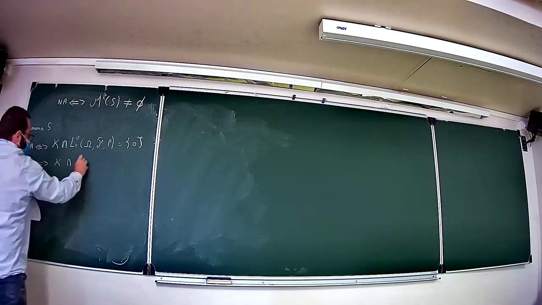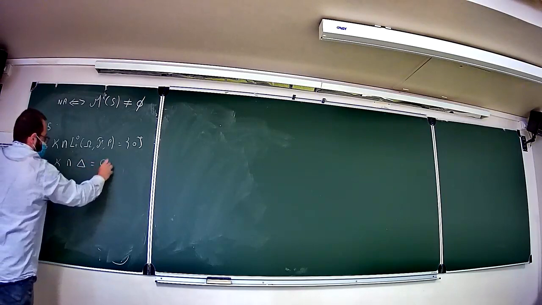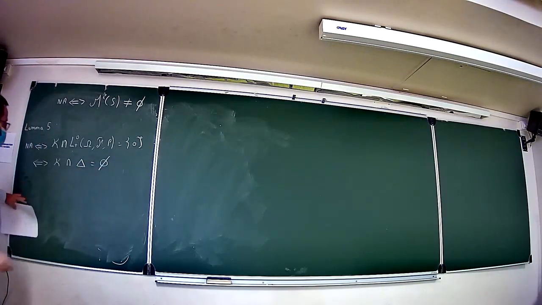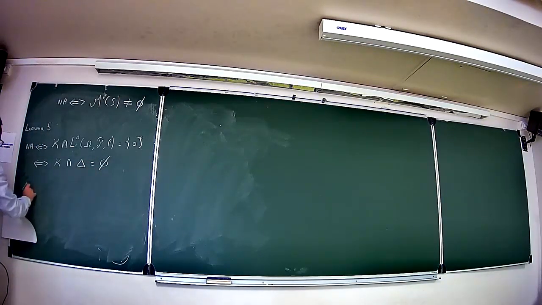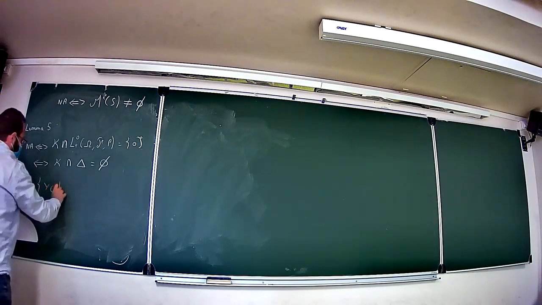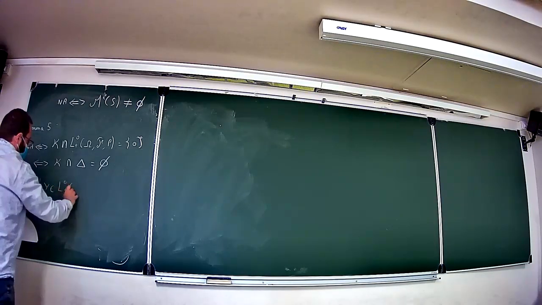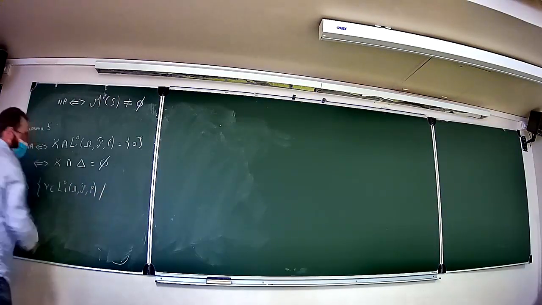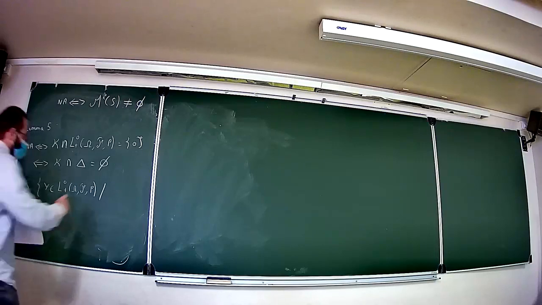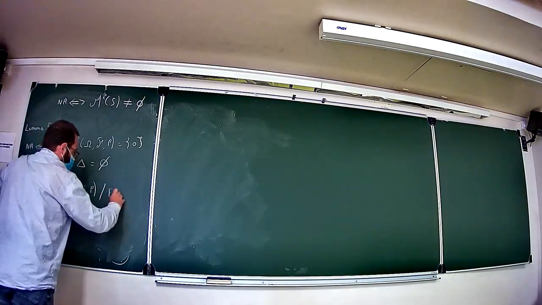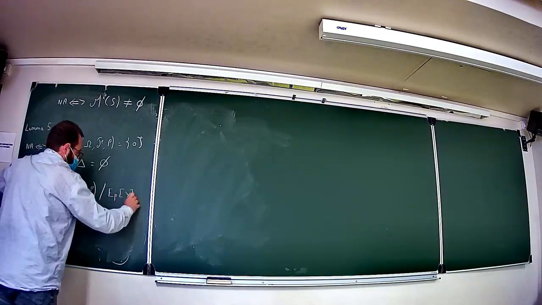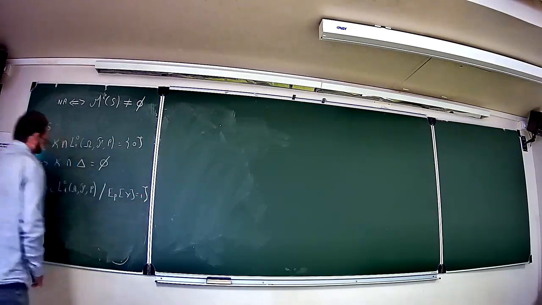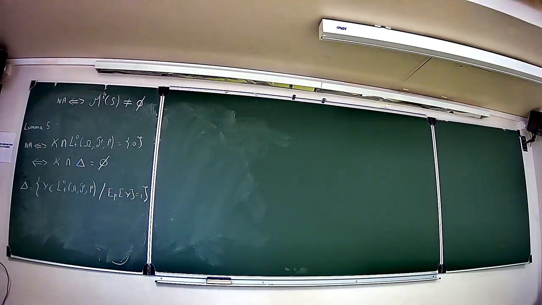And in Lemma 5, we have proved that in fact this intersection is empty is equivalent to the fact that calligraphic K intersected with delta is empty, where delta is the set of the positive random variables with an expectation equal to 1. So I have this, okay?